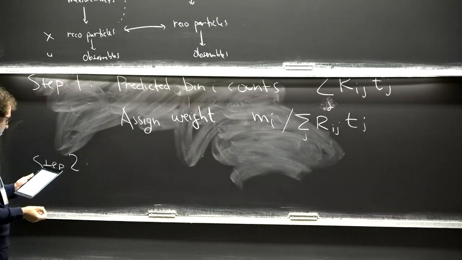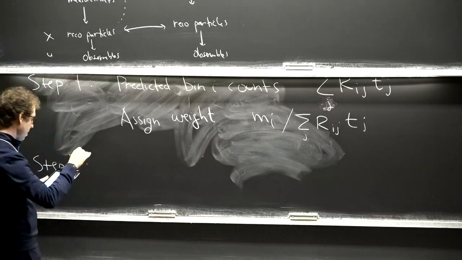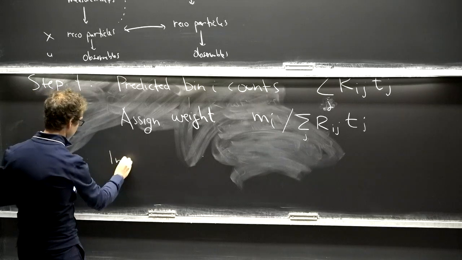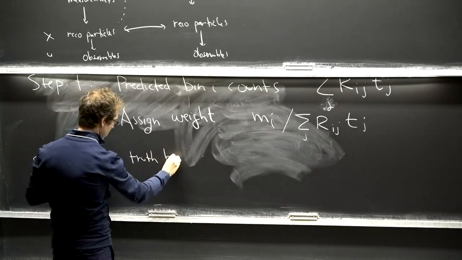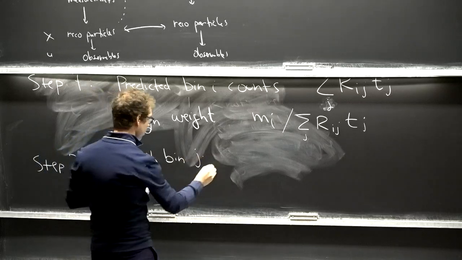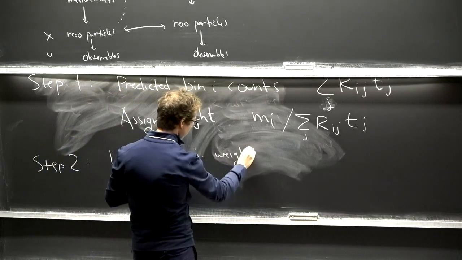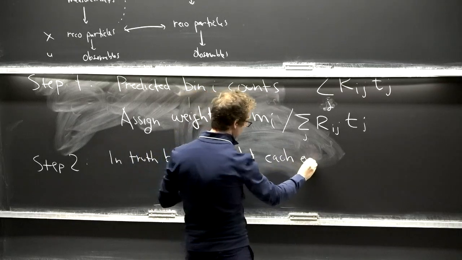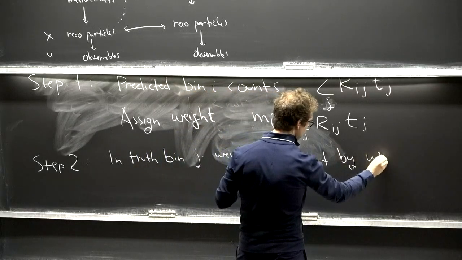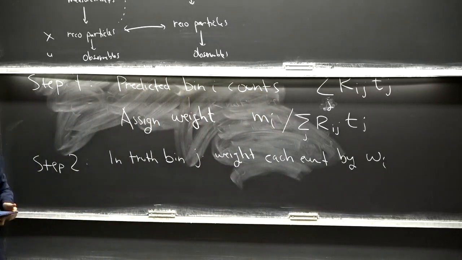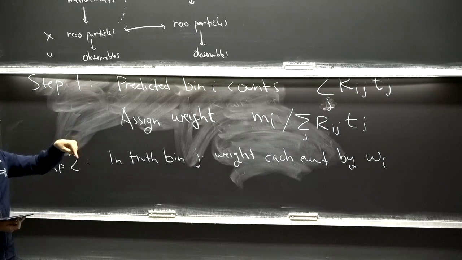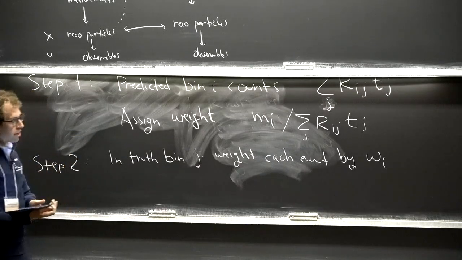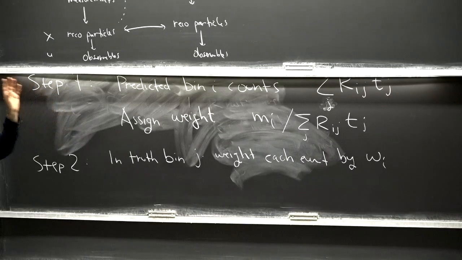So now I want to, in a given truth bin J, weight each event. So I look in a given truth bin, and I see which events they correspond to at detector level, and I assign the weight that corresponds to it. So if you like, I have these two data sets, the detector level data set and the particle level data set. I make weight based on the detector level one, assign those weights to the particle level data set.